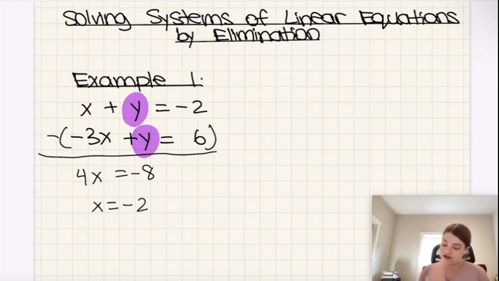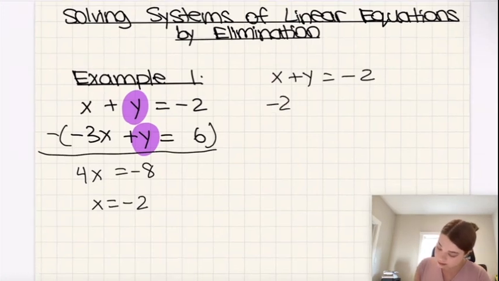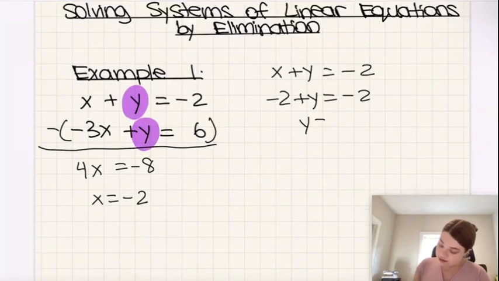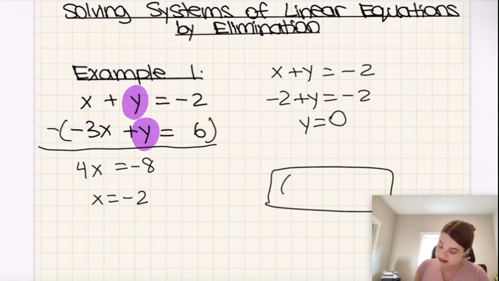Okay, now we're going to solve for y. We can use either of the equations, but I'm going to use the first one. We know from the first equation that x plus y equals negative 2. I'm just copying this from the original question. We know now that x is negative 2, so that means that negative 2 plus y equals negative 2. And so that means y must be equal to 0. So therefore, the solution to the system is that x is negative 2 and y is 0.